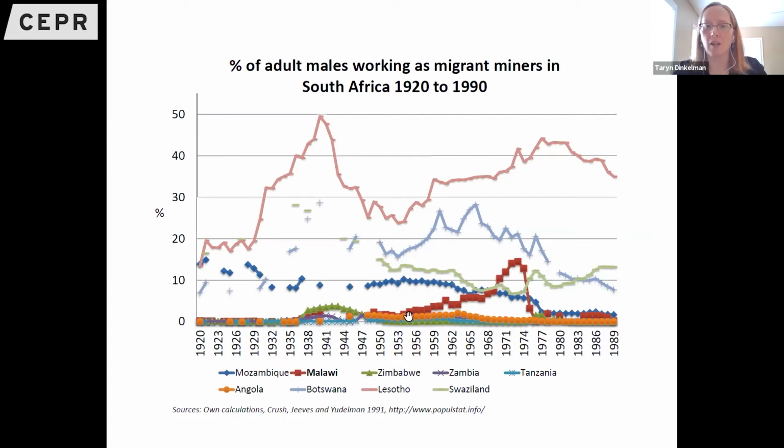We're going to focus on, hopefully this looks red to you, this red line down here. This is Malawi. And you can see for a long time there was relatively little international migration to South Africa. We're going to exploit this big jump up and then fall in labor migration, as our natural experiment. I'll tell you more about that in a couple of slides, and see what the implications of this labor migration and money coming back from migration were in the next decades.